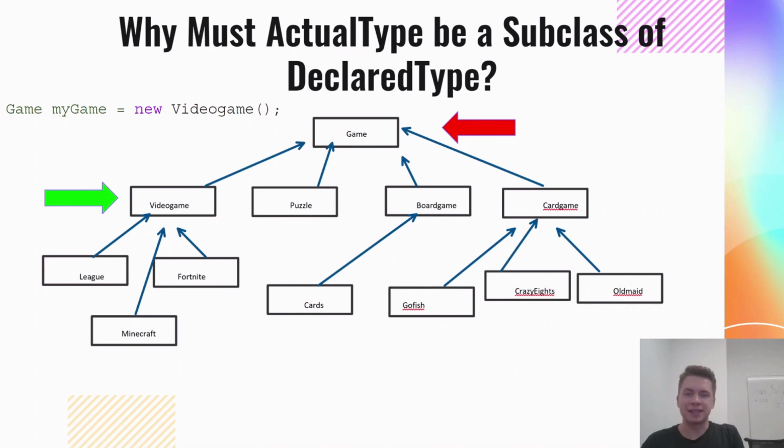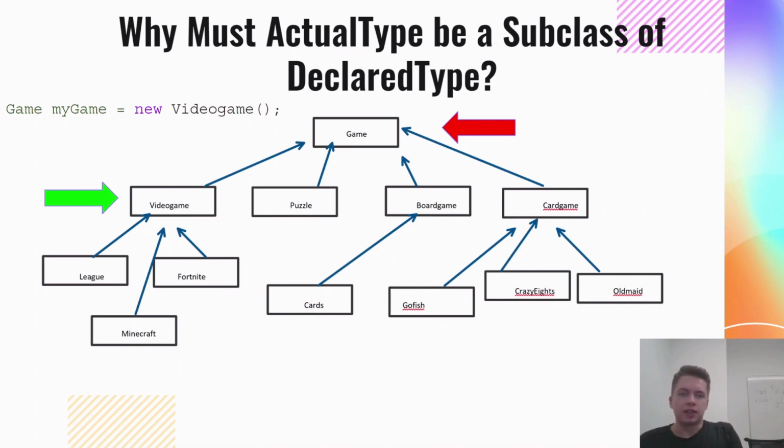In Java, this makes sense as well, because all video games extend or inherit from game. So we're guaranteed to have all states and behavior from game inside of a video game. So it's okay to declare a video game as type game, since it contains a version of the fields and methods inside of game.